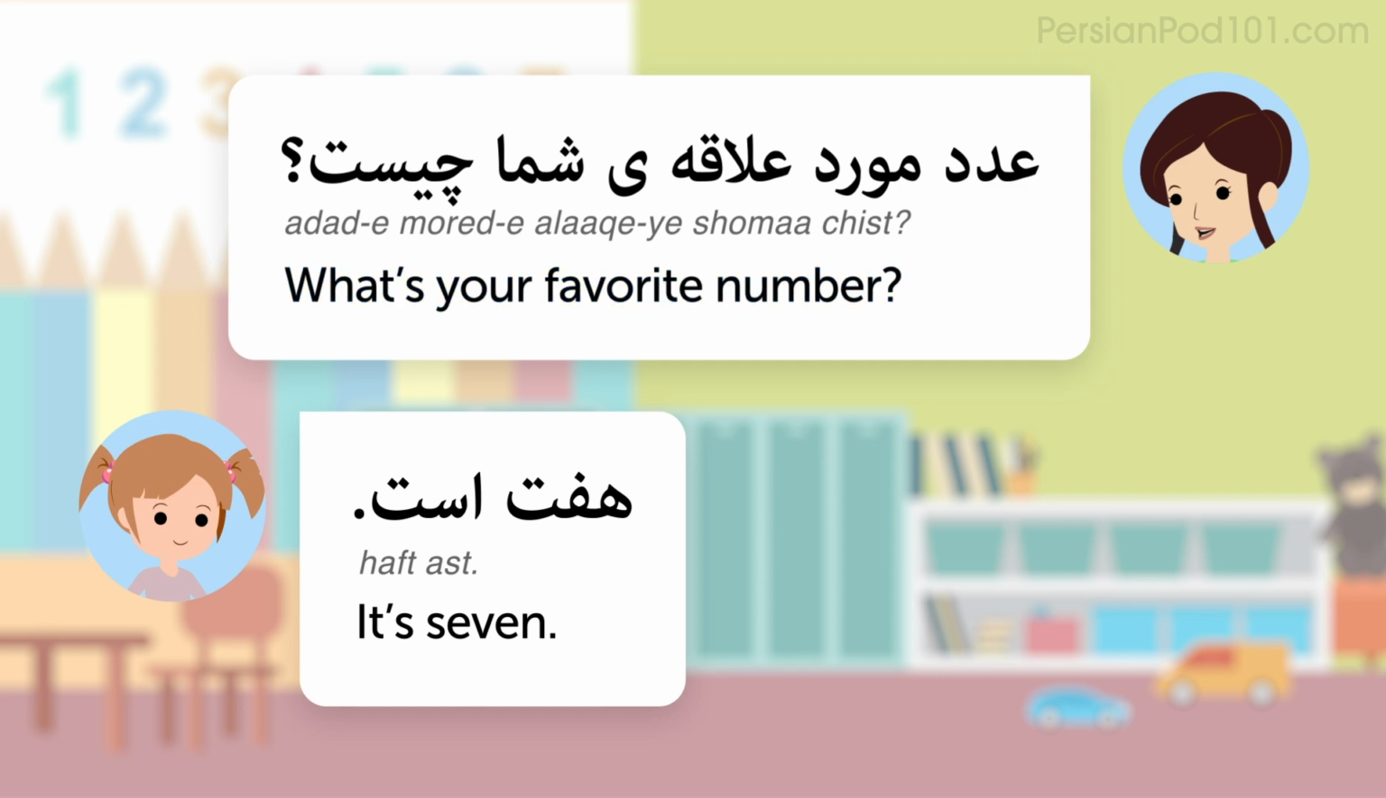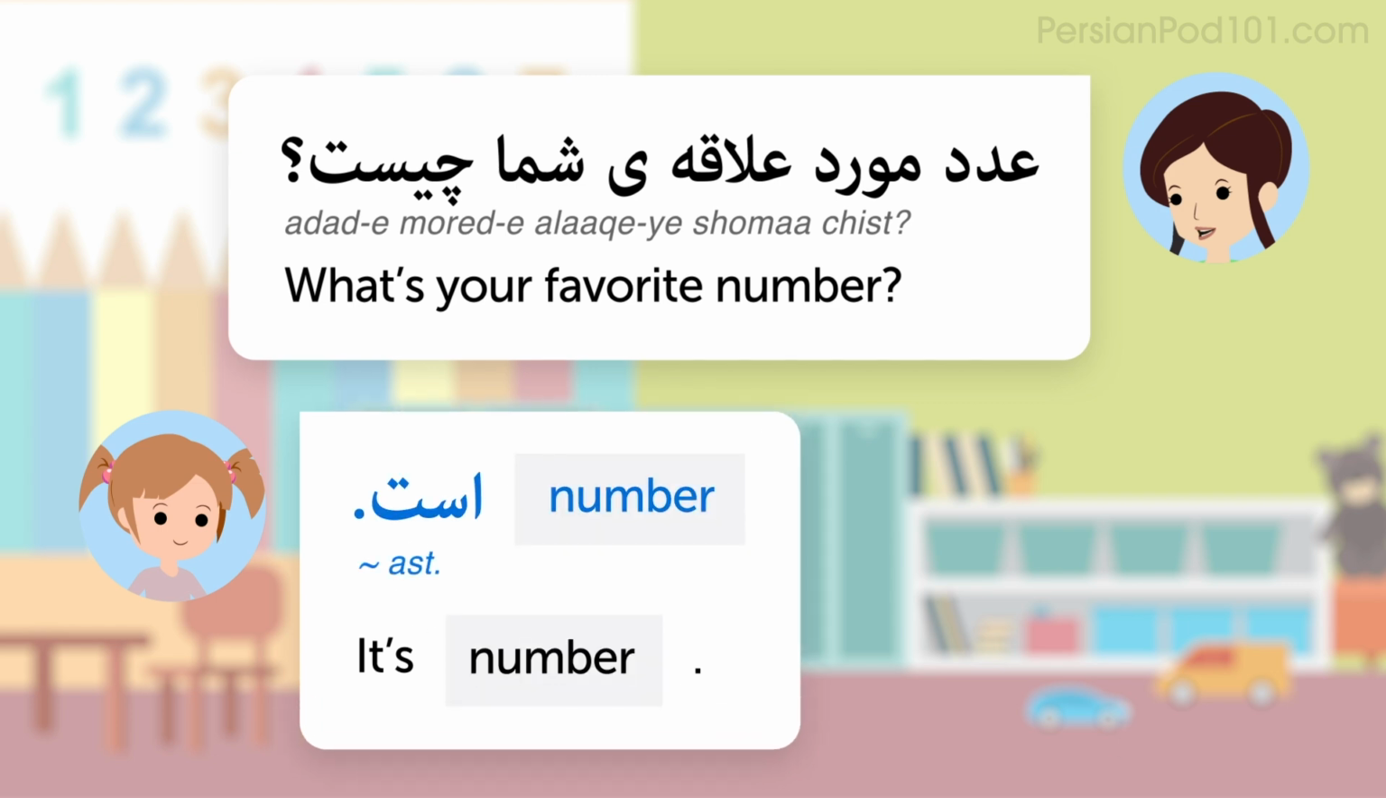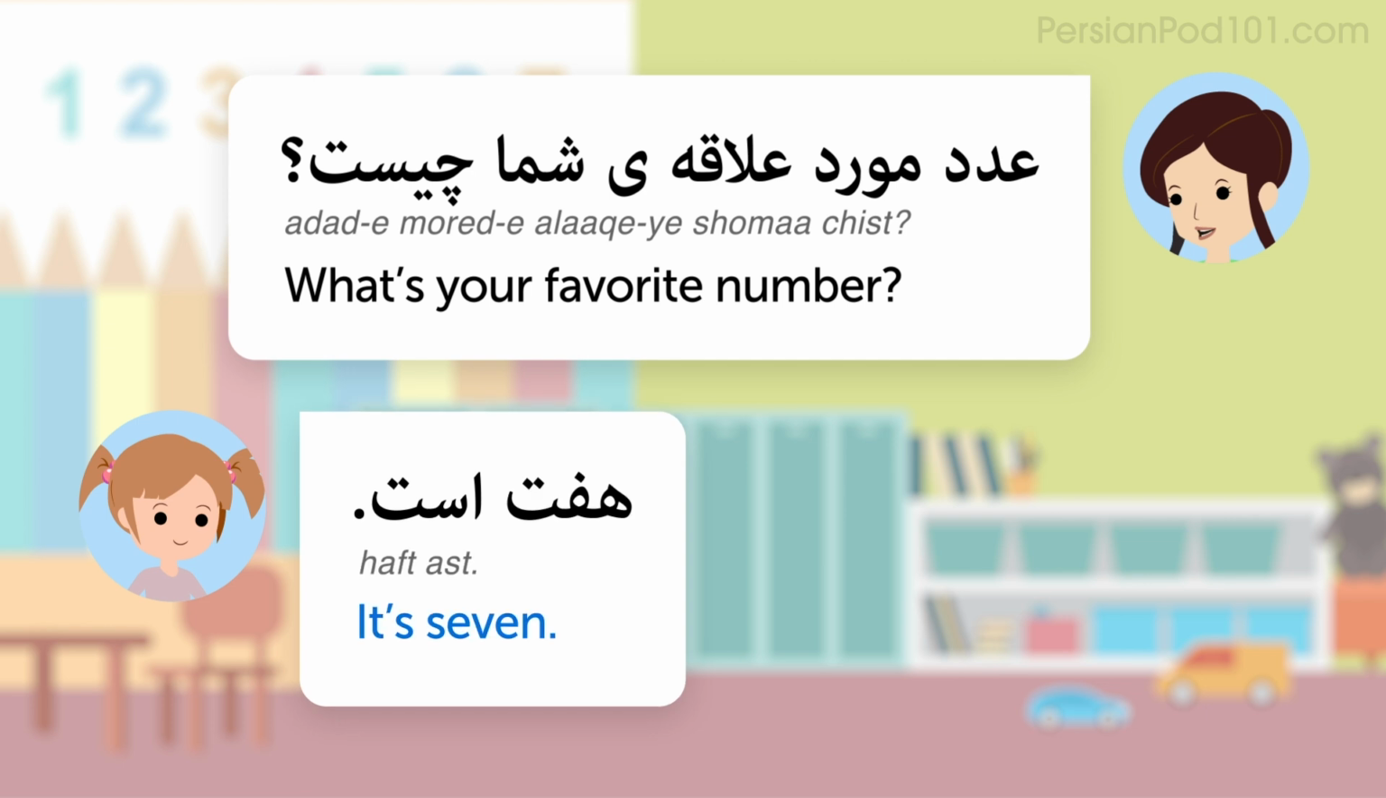Now, how do you answer this question? The pattern is number. است. This Persian sentence literally translates into number is, but it means it's number in English. For example, it's 7. 7 است.